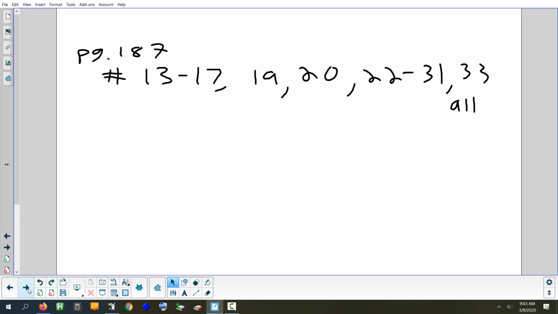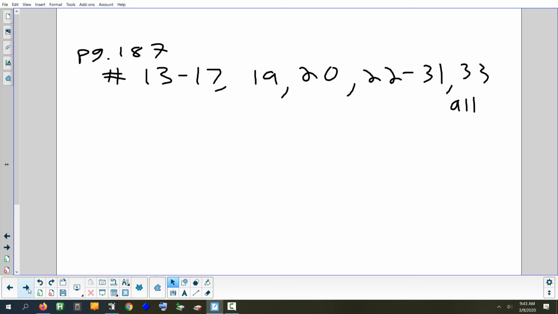Okay, so homework tonight. Tonight it's in the book. Thursday is the only day we're going to do a worksheet, but that's going to be in class. So 13 to 17, 19, 20, 22 to 31, and 33, and that's all. Okay, the first part you can use the table for. The second part of the homework, I think the 22 to 31, you need a calculator.